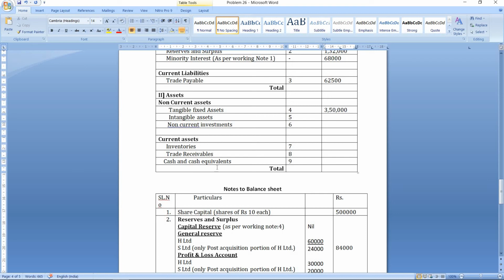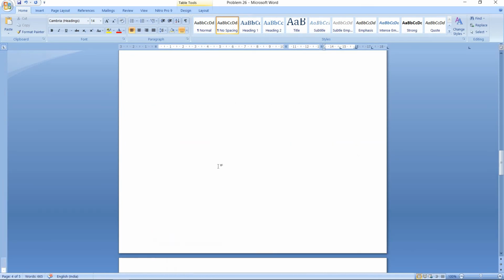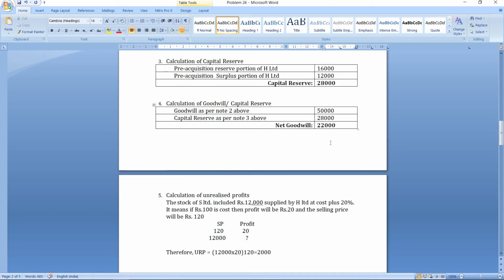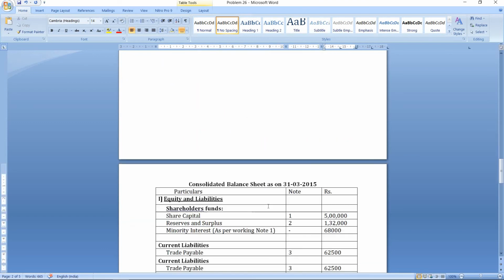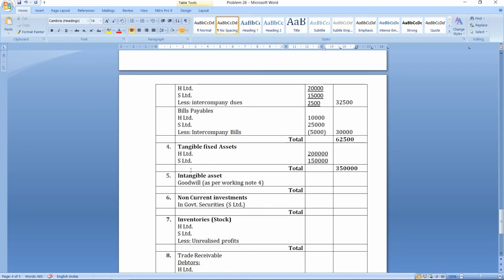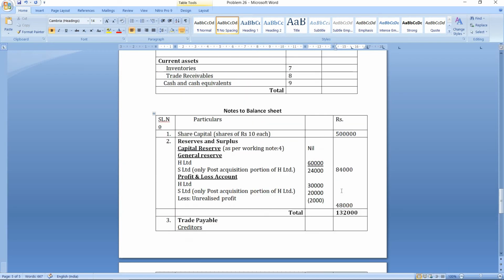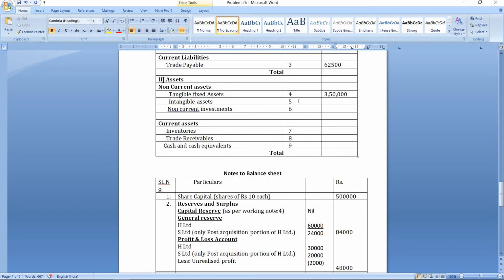Next, intangible fixed asset. Goodwill, as per our working note, is 22,000. So we have to write it here. Intangible asset, goodwill, as per our working note it is 22,000. Same will be the total of the goodwill. So in the balance sheet here, intangible assets, note number 5, amount is 22,000.